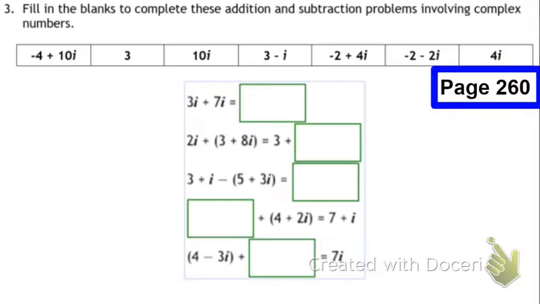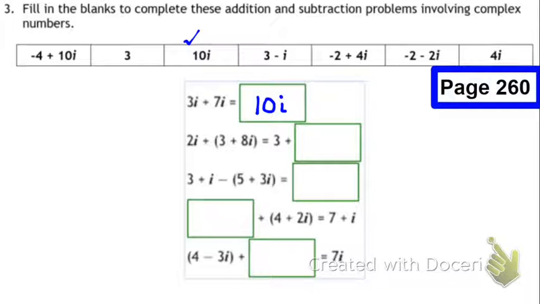We've got a couple practice problems here, but then they've also given us a bank of choices. For this first one, what do they want us to add together? 3i and 7i. What do I get if I add 3i and 7i? 10i. Beautiful. Is that one of my choices up above? Yes, it is, right here.